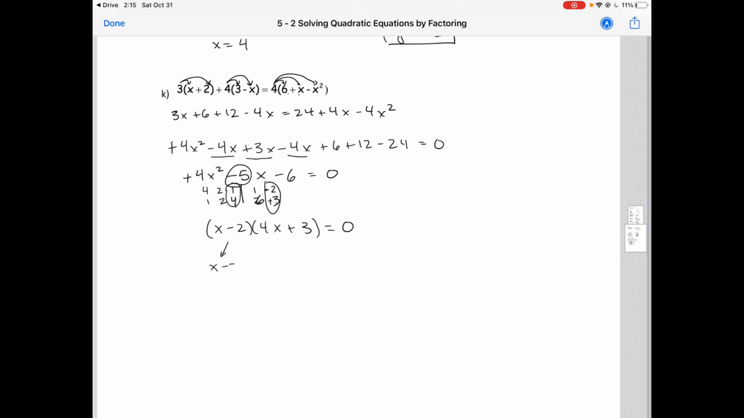And now I'm able to set my first bracket equal to 0 and solve for x, and then I can set my second bracket equal to 0, and then solve for x by moving the 3 over and then dividing by 4.